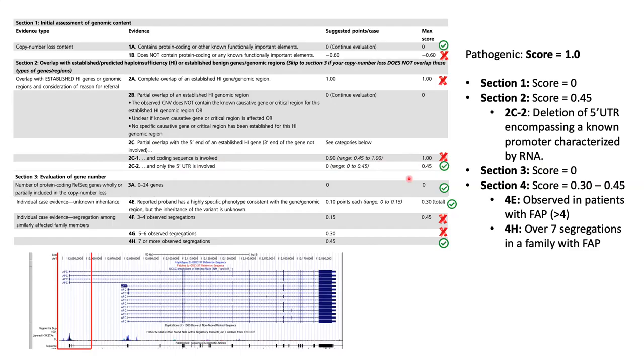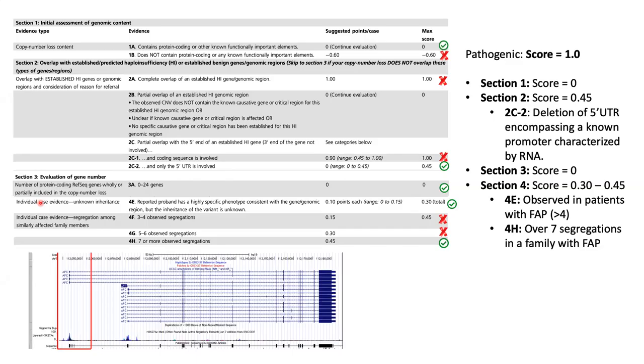Then I get to evaluation of the number of genes. We know this is a single gene, so it doesn't get more points. Then I go and see if we have seen it in patients who have a phenotype and if this phenotype is consistent. So with FAP, it is fairly easy if the patient has the right number of polyps and meets criteria that are very stringent. So it discounts all the colorectal cancers that are not related to FAP. And so I've done that.